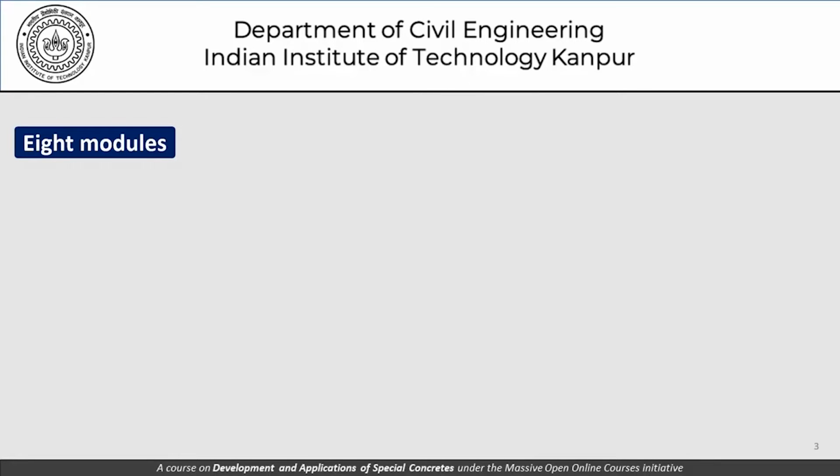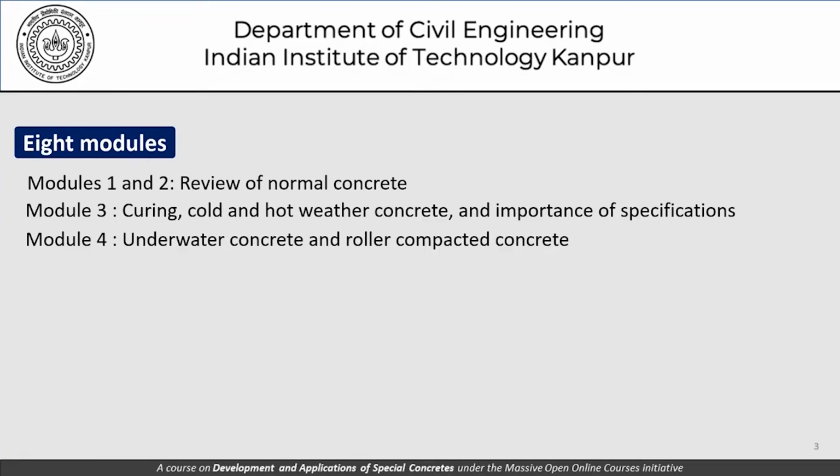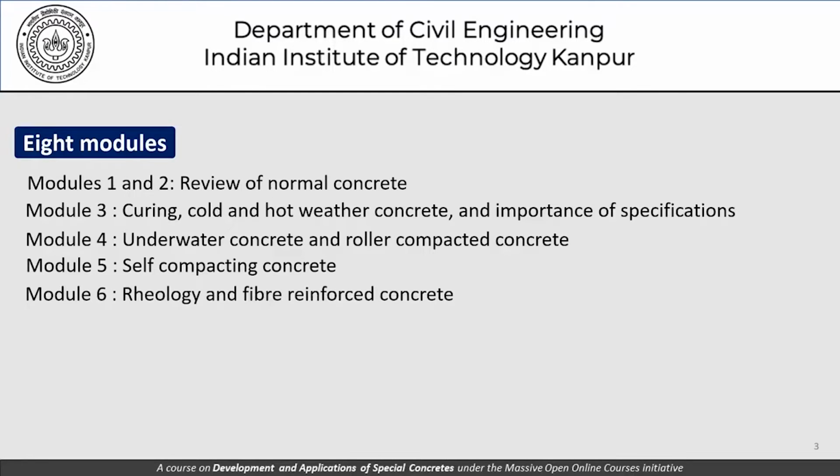We did the material in this course over 8 weeks, which was divided into 8 modules. To recapitulate, Modules 1 and 2 dealt with the review of normal concrete. Module 3 dealt with curing, cold and hot weather concrete, and the importance of specifications. In Module 4, we went through a discussion on underwater concrete and roller compacted concrete. In 5, we dealt with self-compacting concrete. In 6, we learned about fiber reinforced concrete and had a treatment of rheology.